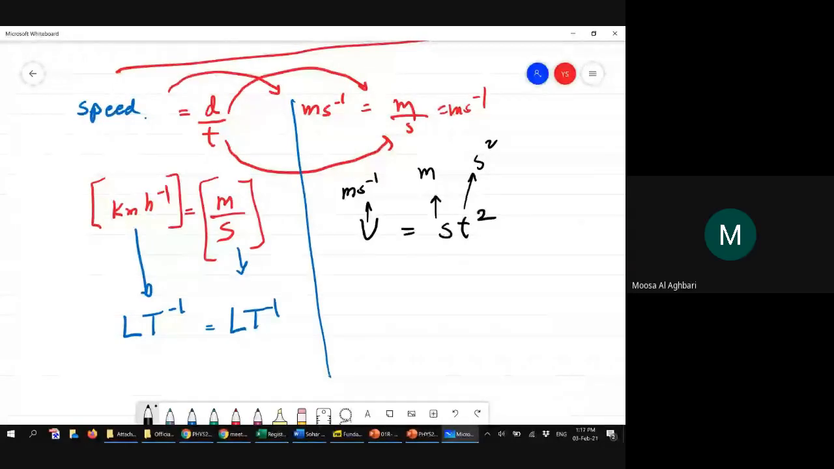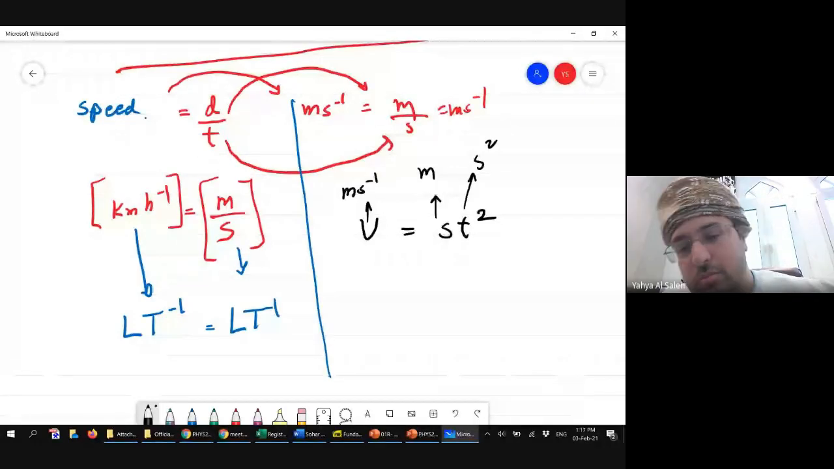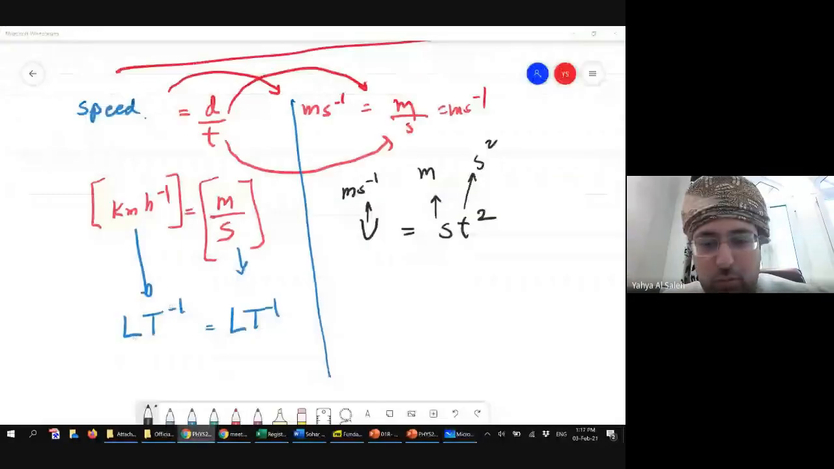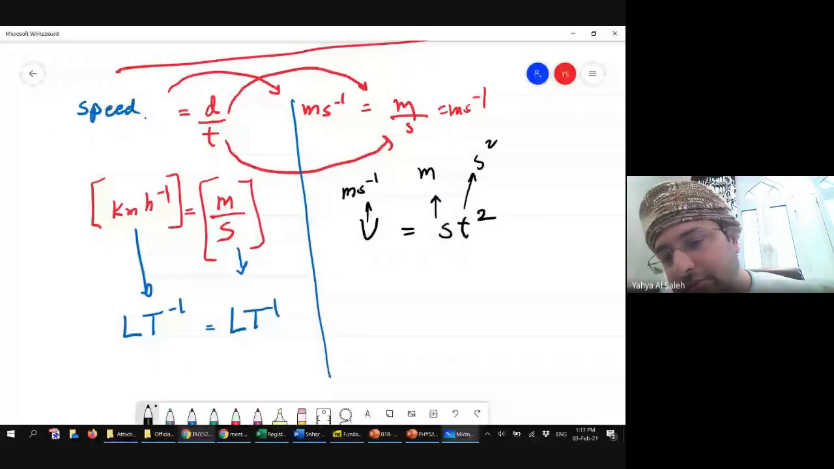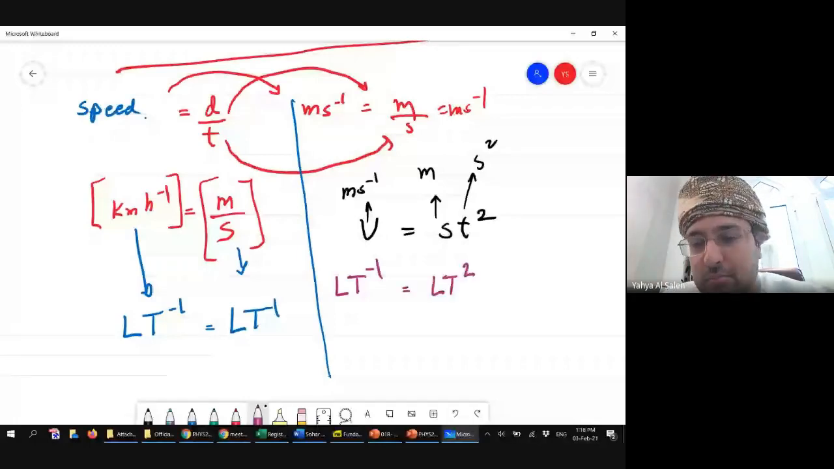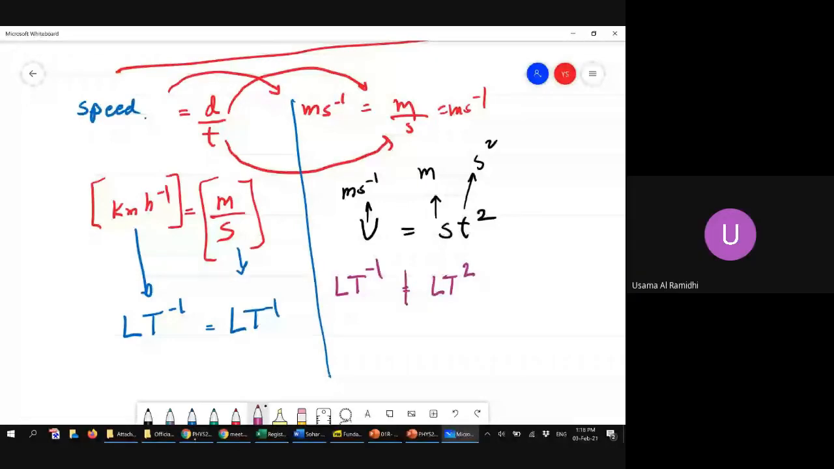No. Because this velocity is in L T to the minus 1, while this is L T to the 2. So they are not the same. Right? Yes.